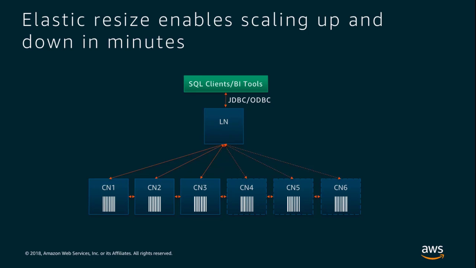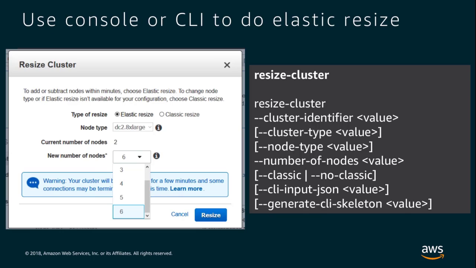So now let me talk about how you can use Elastic Resize. You can do Elastic Resize in two ways, using the AWS Management Console or using the CLIs. With the console, it's really easy. You can choose between Elastic Resize or Classic Resize. By default, if you have an option of doing Elastic Resize, you will get that as the default option, and you can choose any number of nodes that are shown on the console.